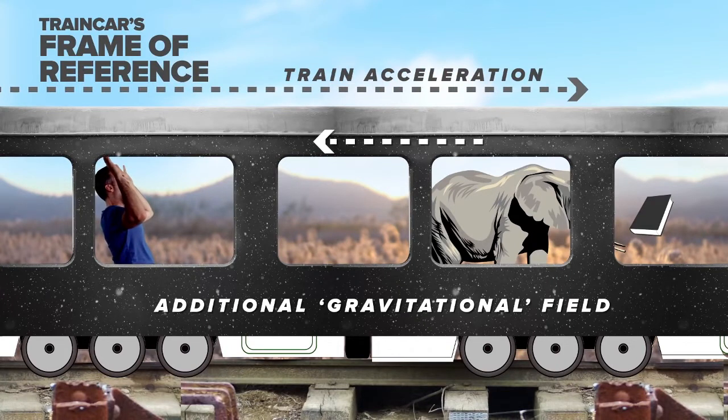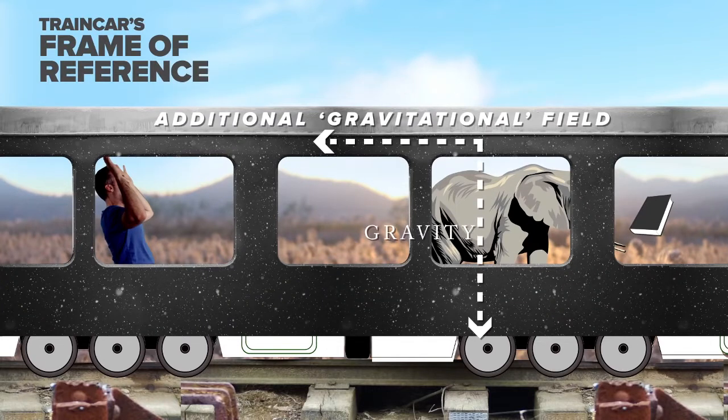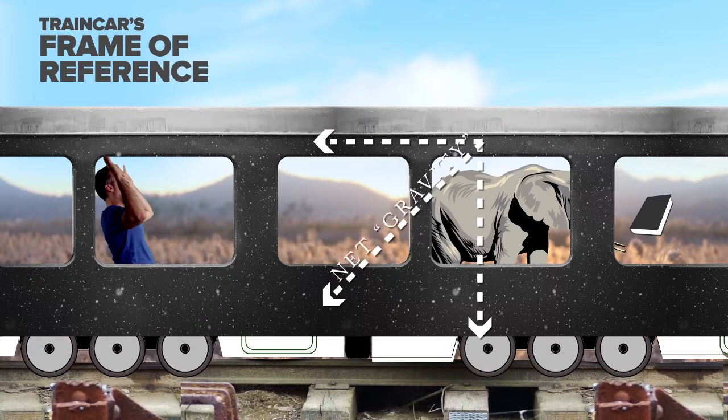That's interesting. If you combine that extra fake gravitational field with the actual gravitational field of the Earth, which points down, it looks like there's a net gravitational field inside the car that points at some angle down and back.